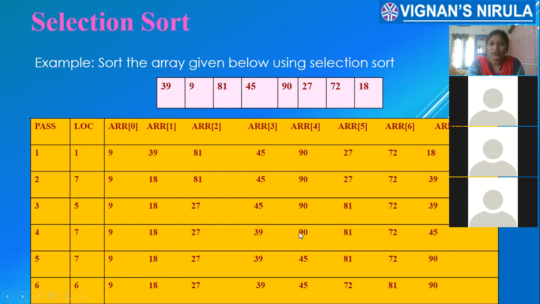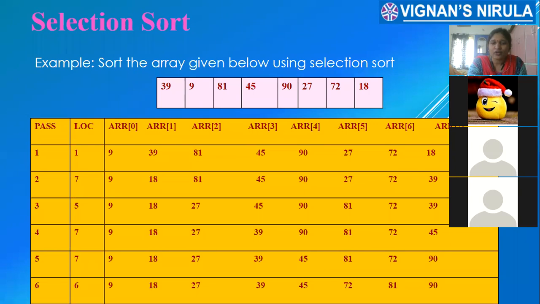Now you need to swap A of 4 with A of 7. After swapping, what is the array? 9, 18, 27, 39, 45. Up to these are the sorted part. What is your unsorted array? 81, 72, 90 are in the unsorted array. Now you need to swap A of 5 with the location of the smallest element. You have to search for where that smallest element is and swap with it. Right? Yes, ma'am.